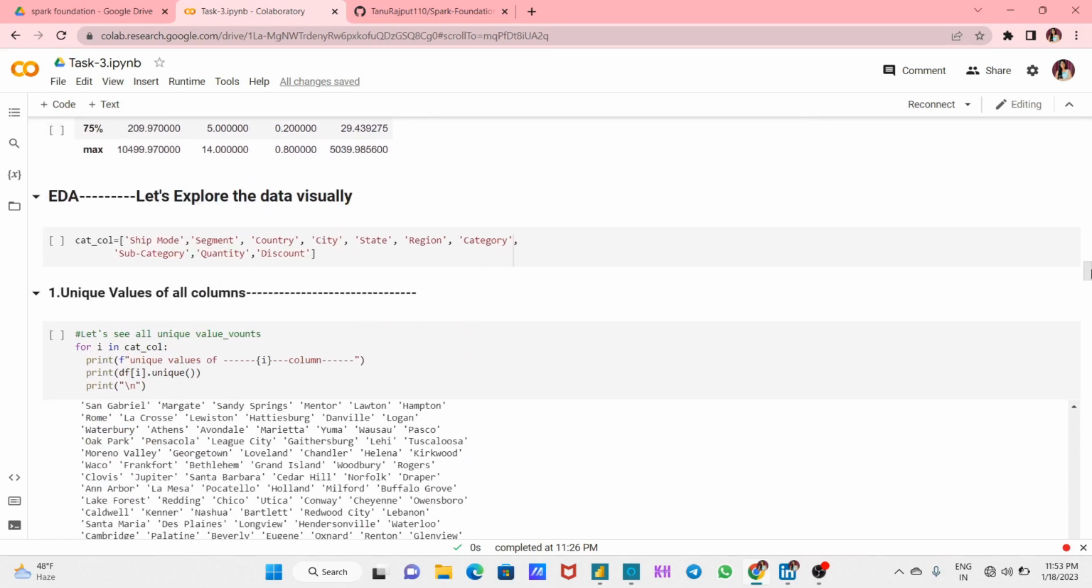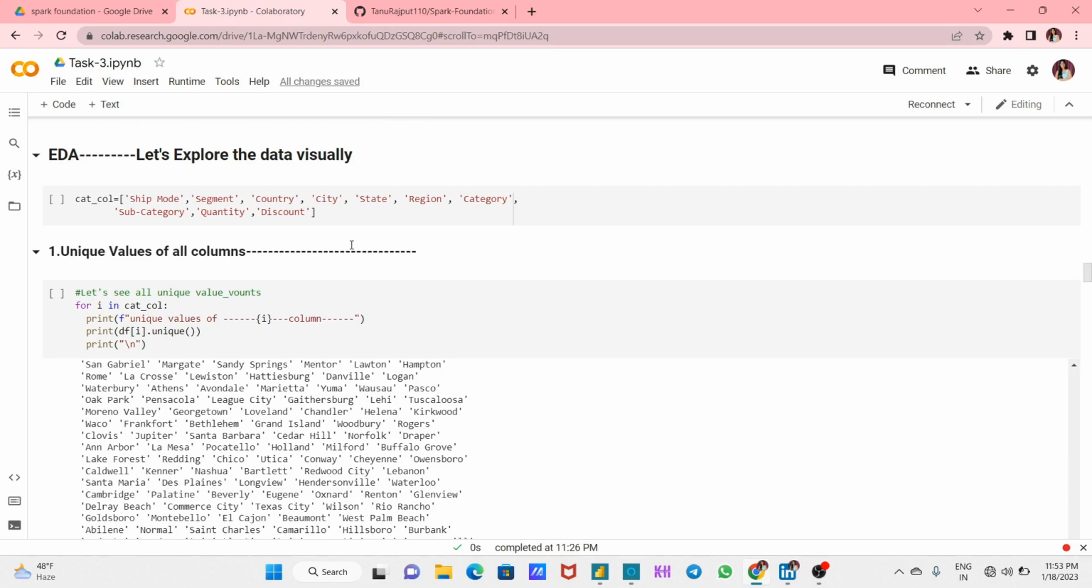Now it's time to explore the data visually. For that, I categorized some columns as categorical columns and assigned all of them to a variable named cat_col. I did this because I will run a single for loop to find the unique values for all these columns, and to visually represent all these columns' value counts.